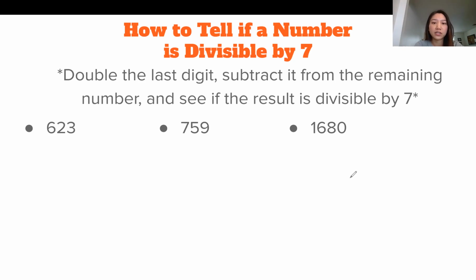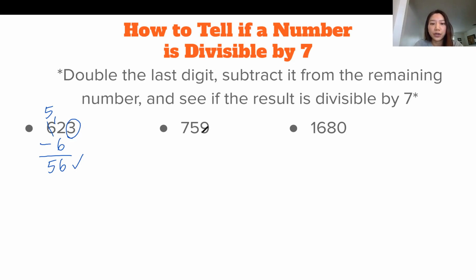So for example, if you have 623, you would double the last digit, which is 6, subtract it from the remaining number of 62, and see if the result is divisible by 7. Because 2 cannot subtract 6, we have to borrow from the tens. So 12 minus 6 is 6, and then bring down the 5, so 56. 56 is divisible by 7, so that means that 623 is also divisible by 7.